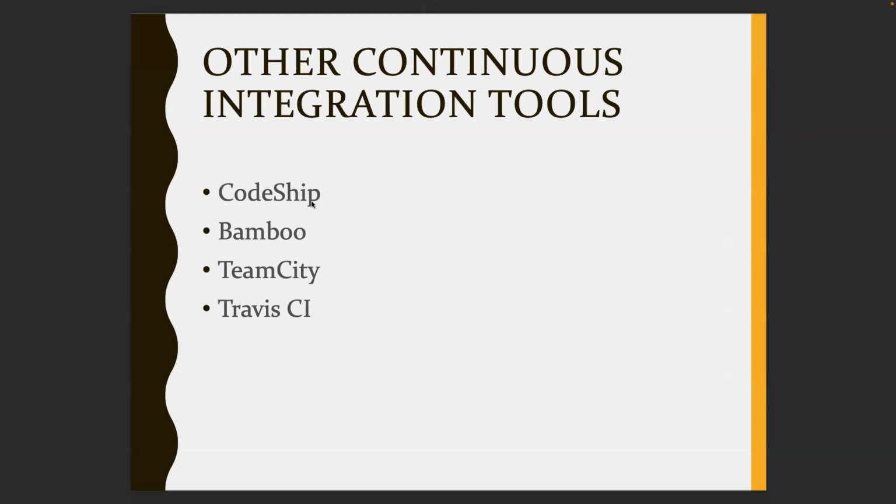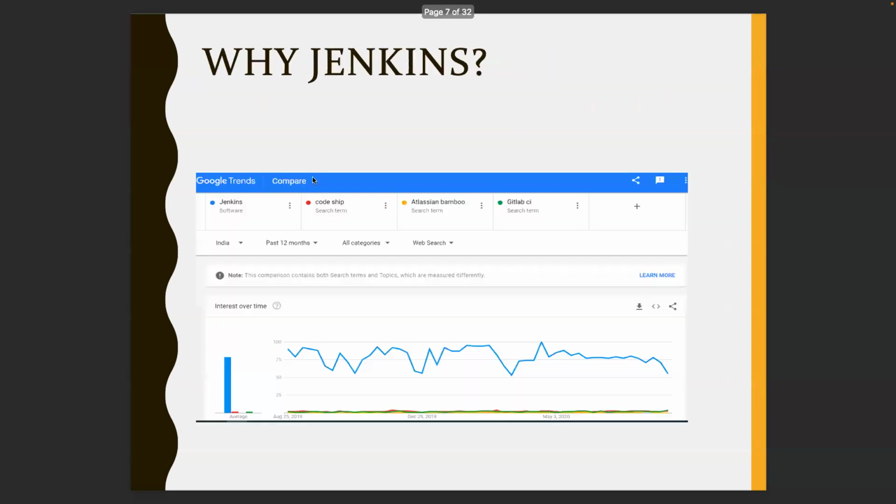And there are different tools like Jenkins, CodeShip, Bamboo, TeamCity, Travis CI, so many are there, out of which Jenkins is very widely used. You can see the graph, the blue graph is for Jenkins. It is so widely used.